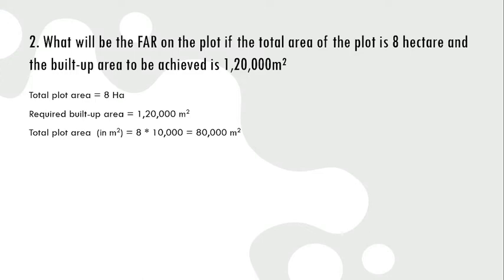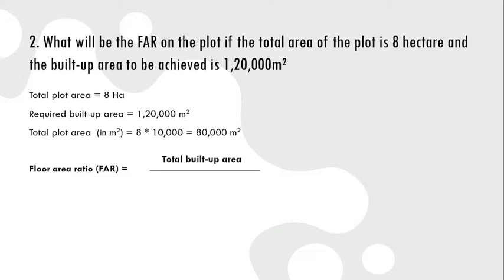Based on our assumption, we calculate the total plot area in square meters. To convert the area from hectares to square meters, it should be multiplied by 100 into 100, that is 10,000 times. So 8 hectares of area actually becomes 80,000 meters square. Out of this, the amount of floor area, the built-up area which we can develop, is 1.2 lakh meters square.